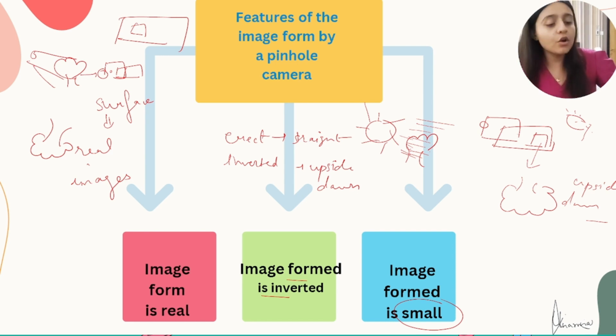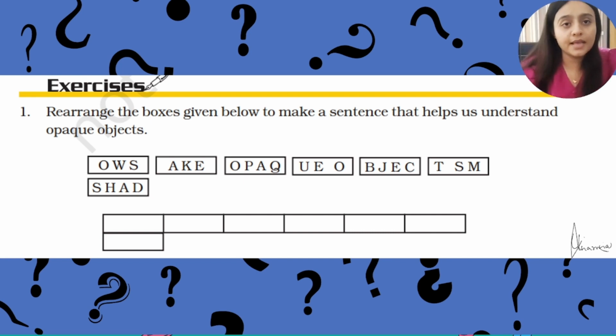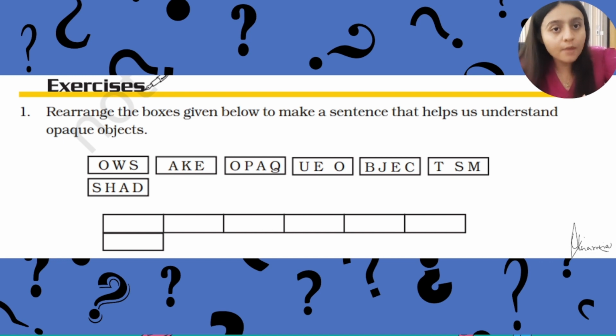Now we are going to proceed with the NCERT exercise. In the NCERT exercise there are very small questions, very simple and very easy. You can do them on your own, but I am going to tell you some answers. Rearrange the boxes given below to make a sentence that helps us understand opaque objects.